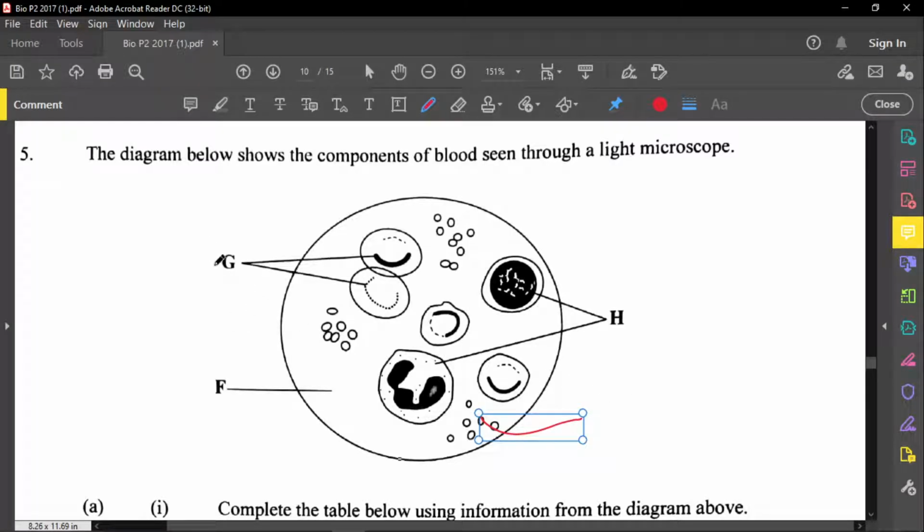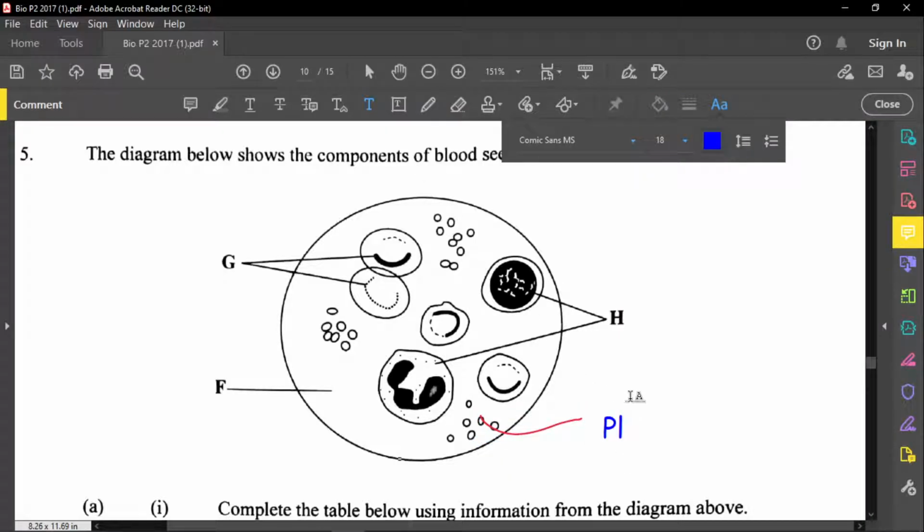But we know that G is red blood cell. F is the plasma. H will be white blood cells. All right. And we have our phagocyte, which has the irregular shaped nucleus, and our lymphocyte, which has a regular shaped nucleus. And so here we'll have our platelets, okay? So let's put that right there. Platelets. And platelets are called scientifically thrombocytes. So this will be our thrombocytes.